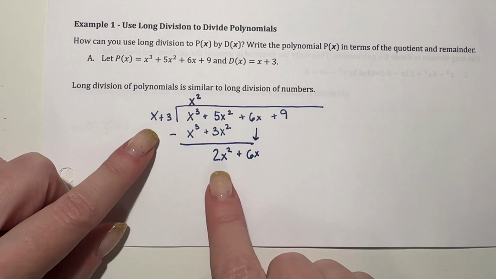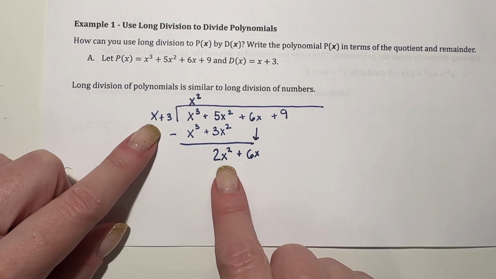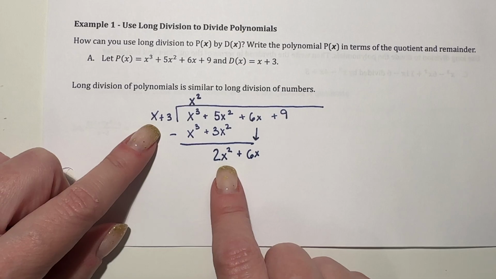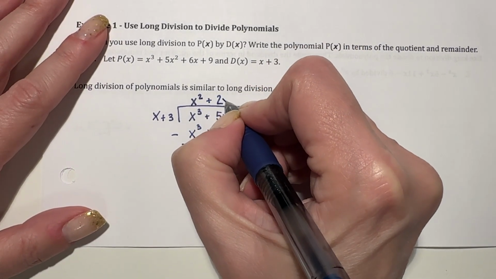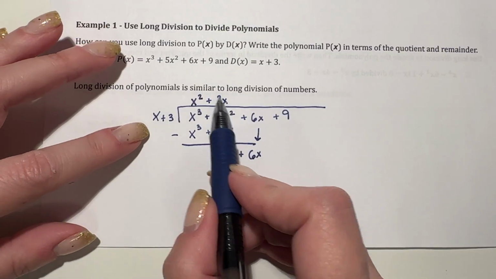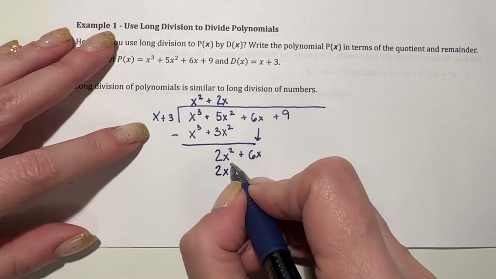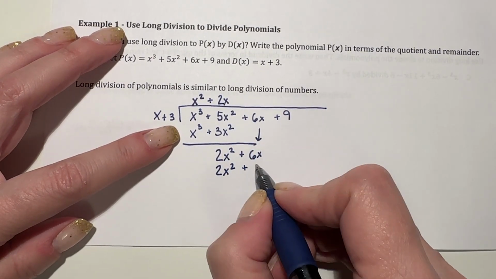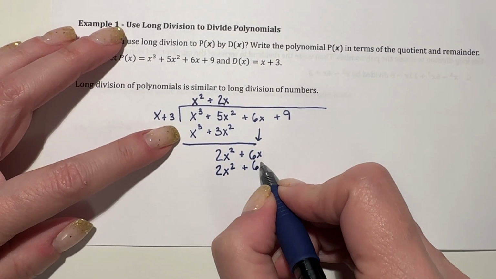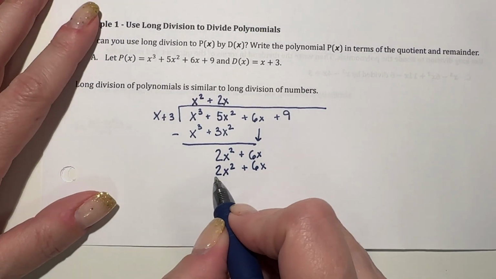Now you ask yourself, what do you need to multiply x by to make it look like 2x squared? I hope everyone's saying in the room 2x. So you write down 2x and then you do it. So you get 2x squared, and then you multiply this term also by 2x, and you get 6x. Okay, that's weird that they match. They usually don't.